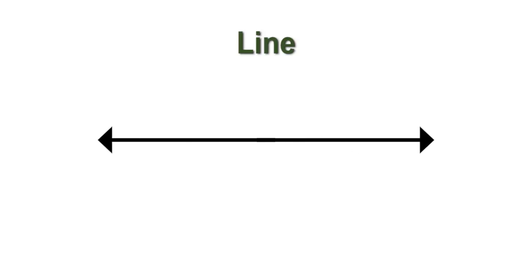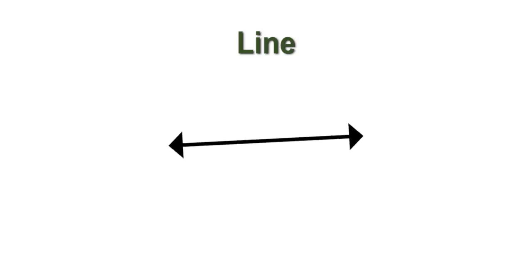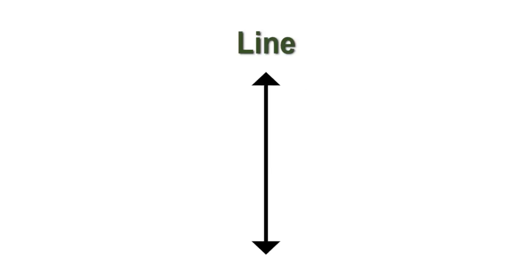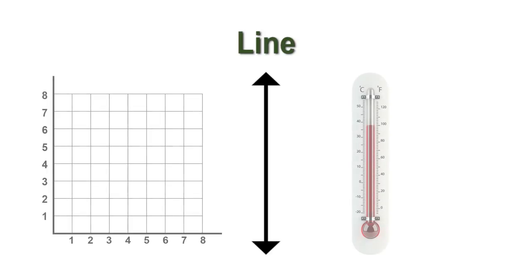How do we describe this geometric object? We know it's a line because it has arrows on either end. It's straight and goes on and on in both directions. What if we turn this line so it is vertical rather than horizontal? Are there times when we see number lines positioned this way? We've seen them with graphs and with thermometers.